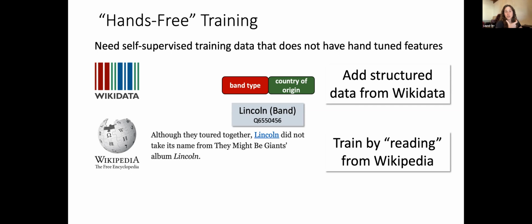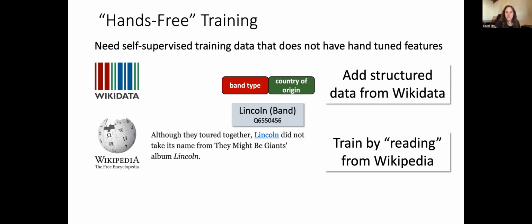Now, this is going to serve as a label for us for training. So basically, we train by reading Wikipedia, which is pretty exciting. And what we also do is we use a standard Wikidata to extract the structural metadata and form those entity profiles that I talked about earlier.